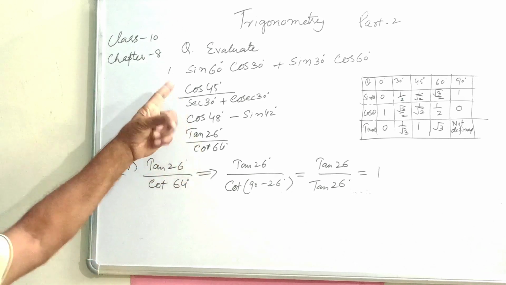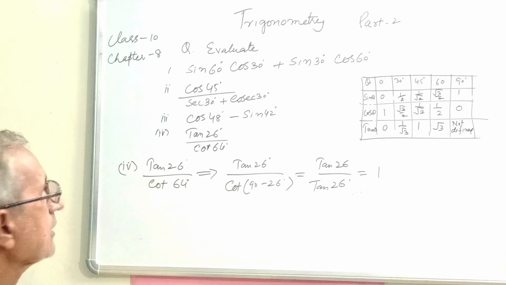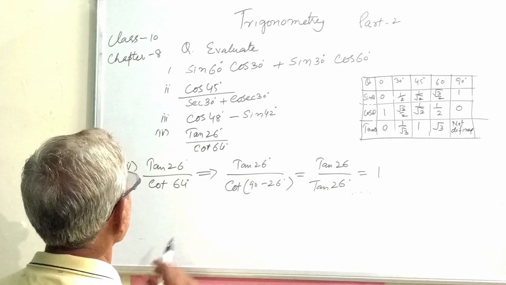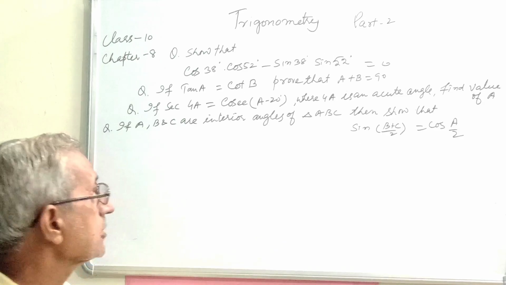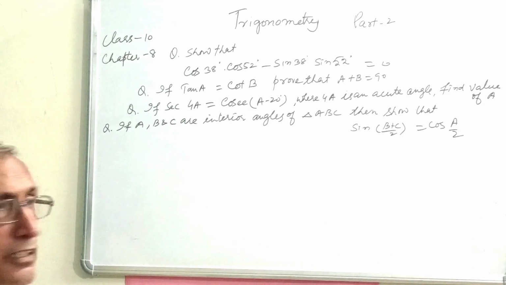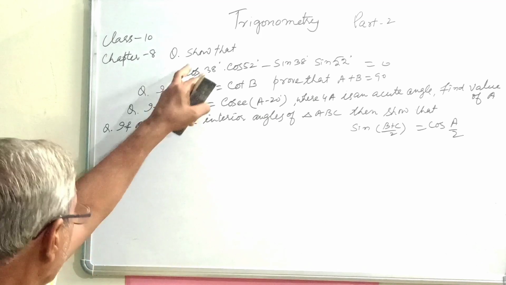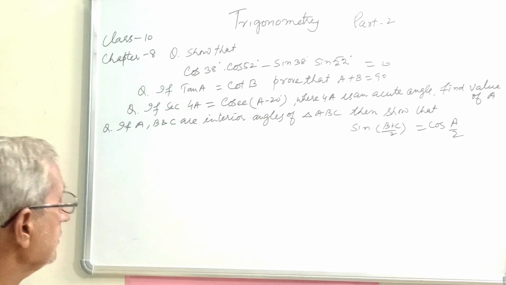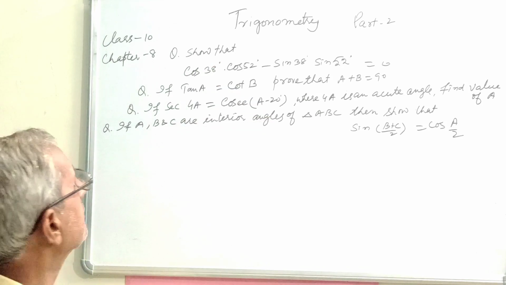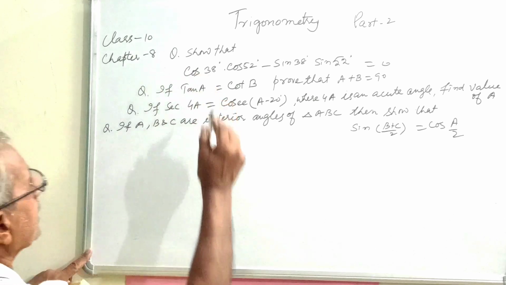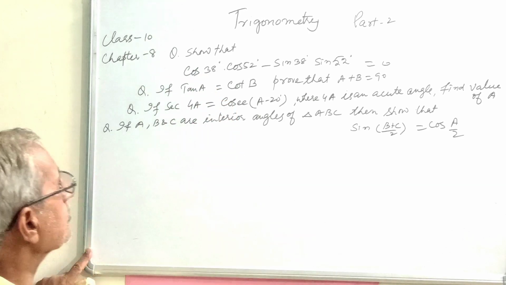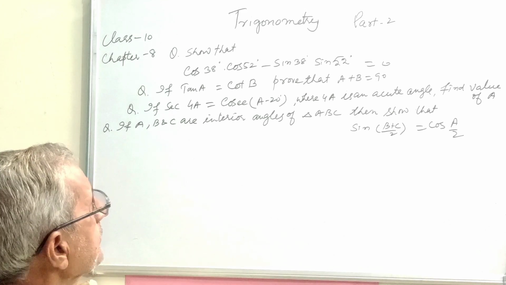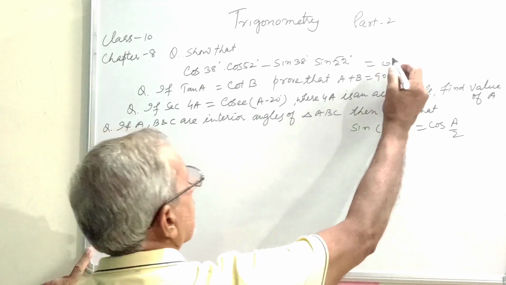So the question was to evaluate the given theta. So I have some more questions on the complementary angles. I have written 4 questions, 1, 2, 3, 4. All these 4 questions are on the basis of the complementary angles. So first question, show that cos 38 degree into cos 52 degree minus sin 38 degree into sin 52 degree is equal to 0.